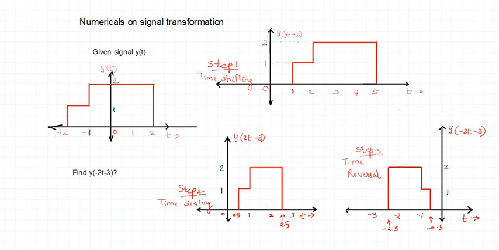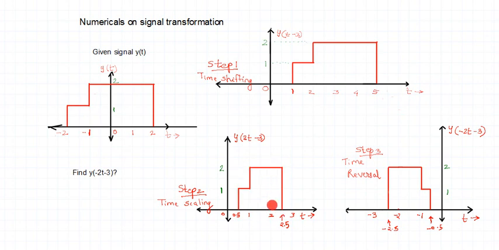Right? So identify where this particular point is. It is at 2. So 2 divided by 2 is 1. So this transition is going to appear at 1. Rest, the signal remains at 2. So simply draw your signal at the newly identified time instants. You get your time compressed signal. Right? So this is step number 2.